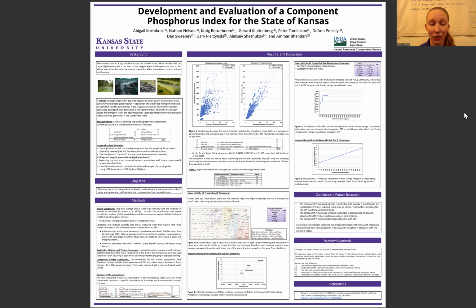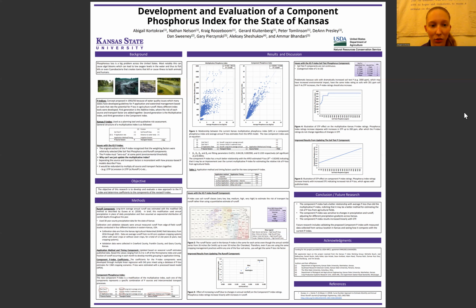Background on our Kansas phosphorus index. This is a multiplicative index, which is used as a planning tool in a qualitative risk assessment. The basic general structure of our multiplicative index is the addition of all of our source factors, multiplied by the addition of all of our transport factors, to get an overall risk assessment.